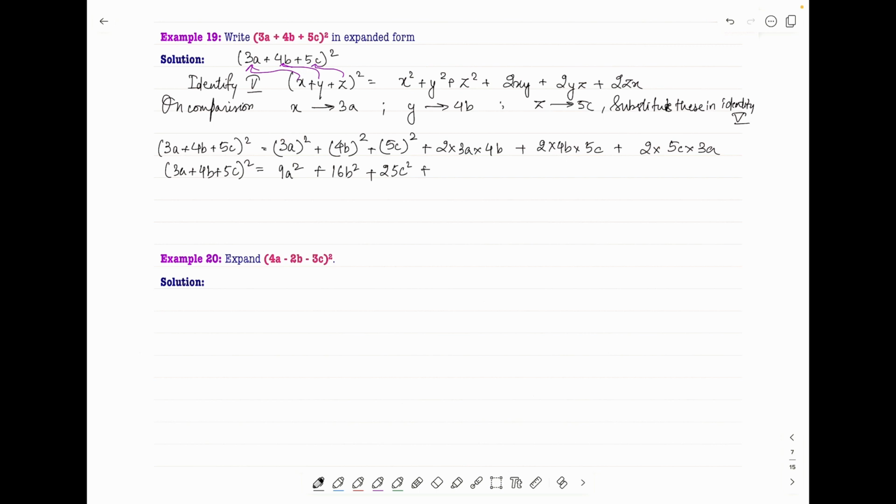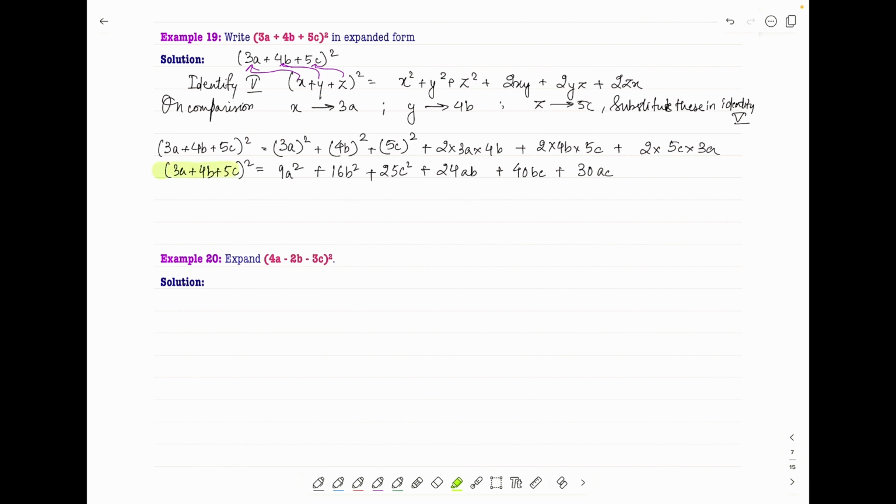Plus 2 into 3 is 6, 6 into 4 is 24, so 24ab. Plus 2 into 4 is 8, 8 into 5 is 40, so 40bc. Plus 2 into 5 is 10, 10 into 3 is 30, so 30ac. So this is the equation we are getting.